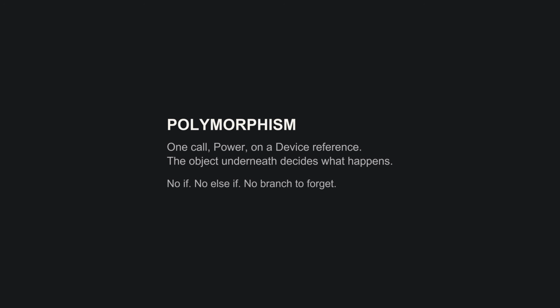That is what a base class reference buys you in C#, once virtual and override are involved. And the technique has a name: polymorphism. One call, power, on a variable typed as the base class, device. The object underneath decides what actually happens, based on what it really is. No if, no else if, no branch to forget.